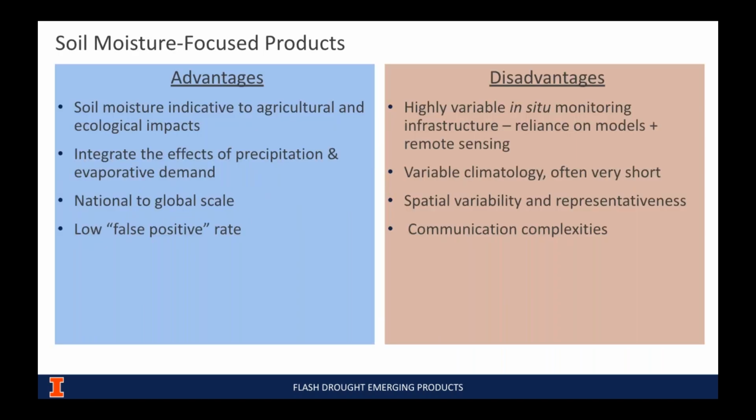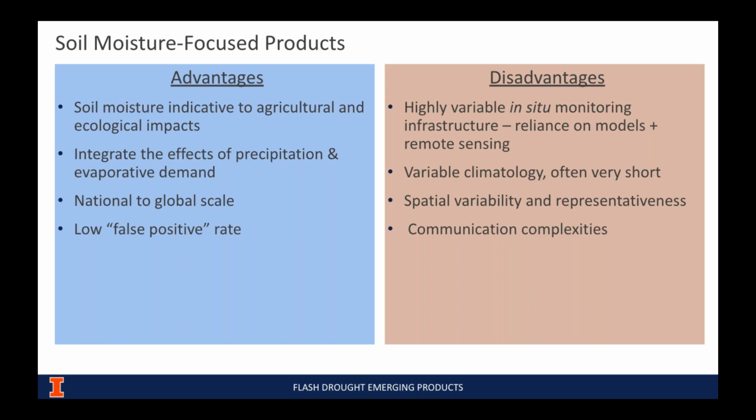All right, I guess the second to last group of products are soil moisture focused products. The advantages of soil moisture is that it's arguably where the rubber meets the road. Soil moisture is indicative of agricultural and ecological impacts in many areas. We begin to see those agricultural and ecological impacts when soil moisture reaches the point, whether it be the wilting point or some other point at which plants are no longer able to meet that water demand.